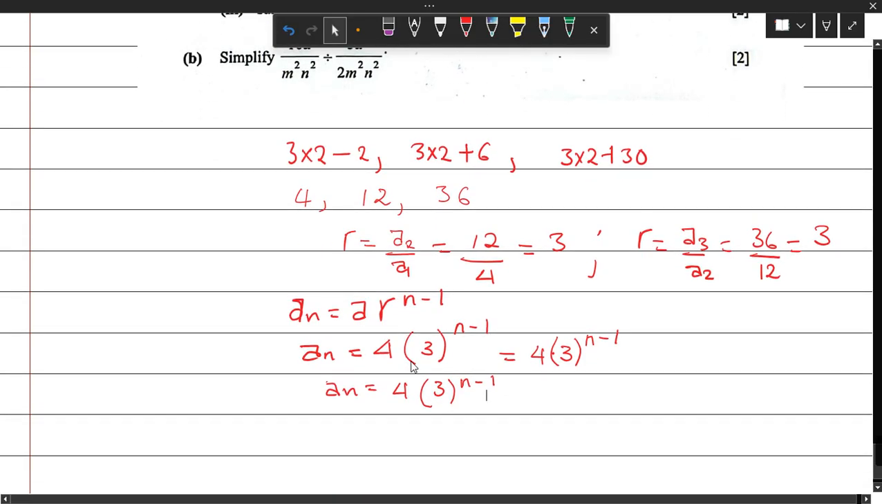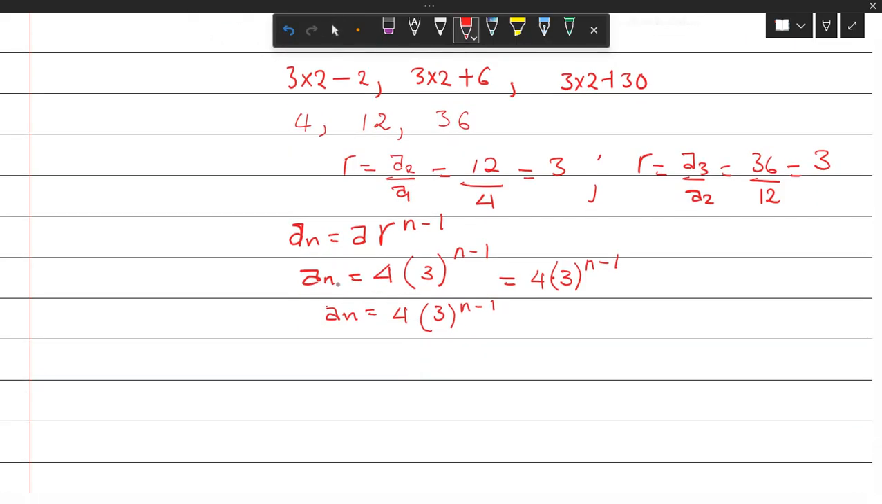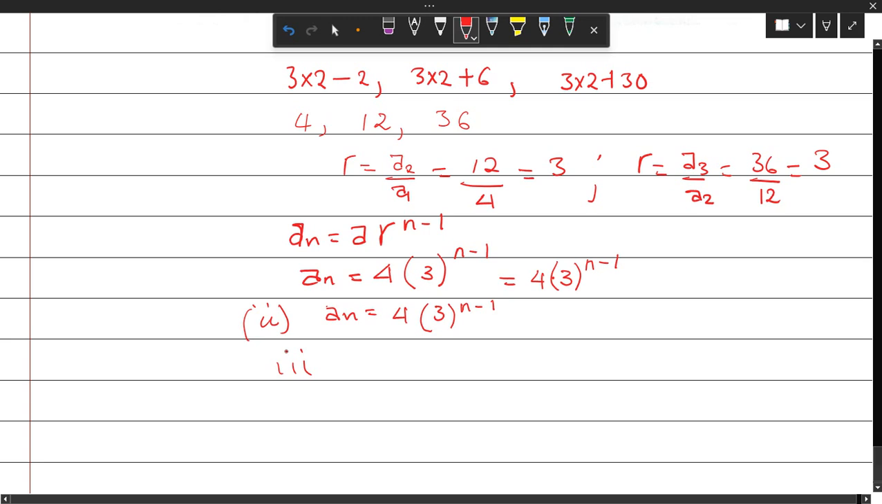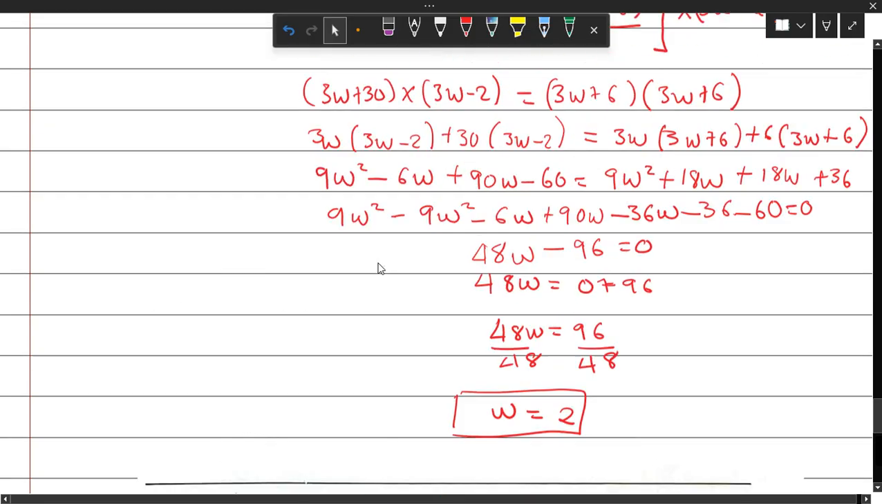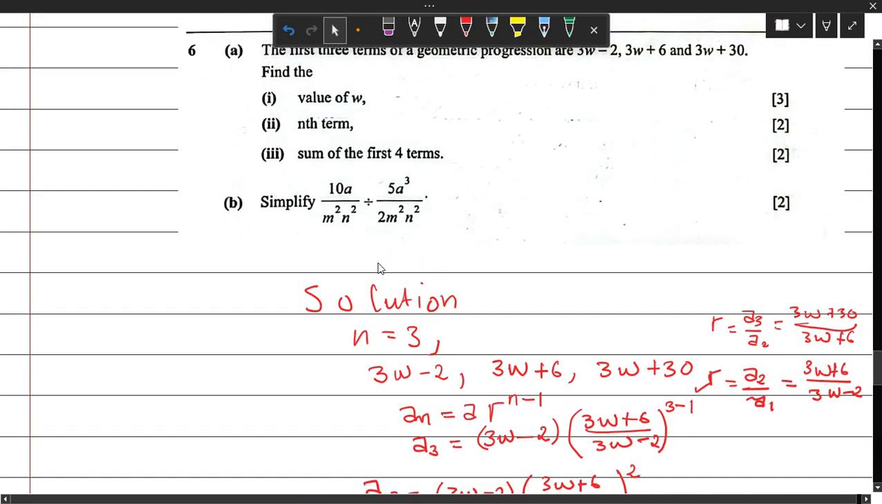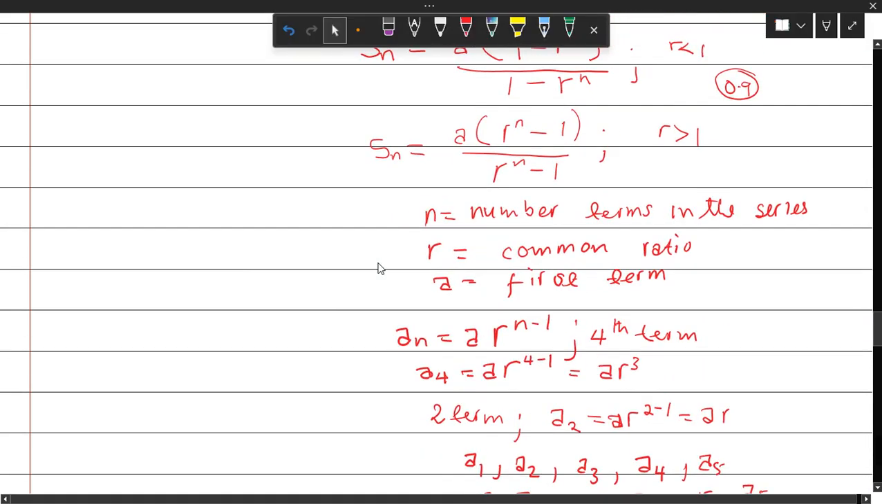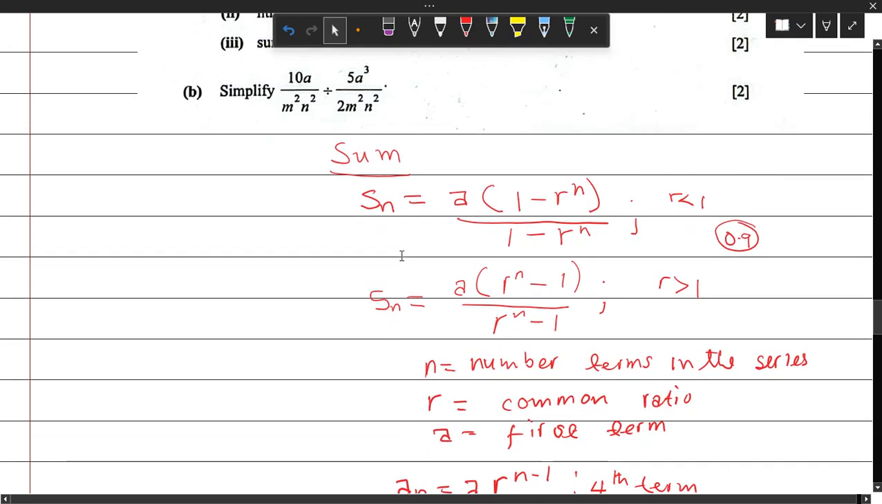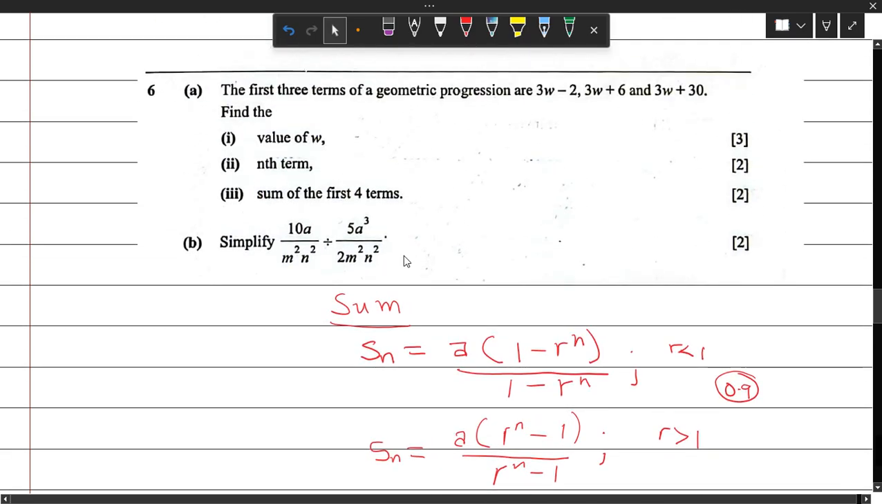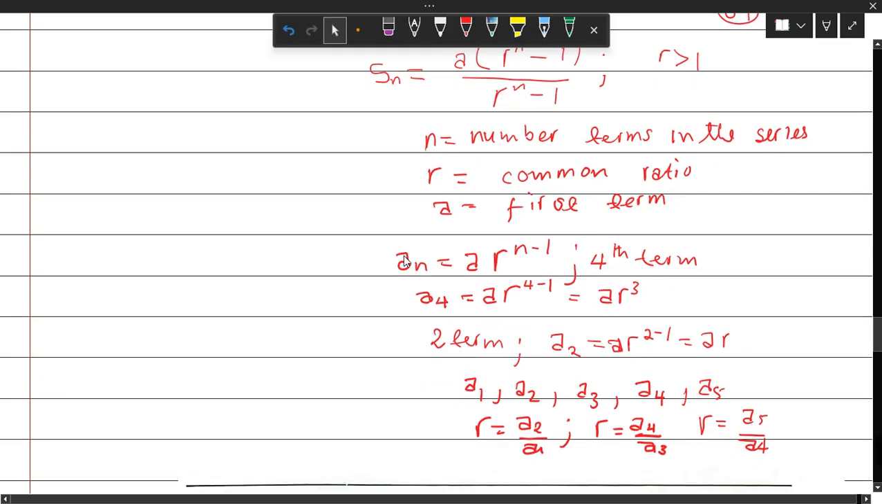Okay, so this is part 2 of our problem. So for part 3, we're told to find the sum for the first 4 terms. So you can quickly go back and check, I had written the formulas. So the sum, okay, let me see.